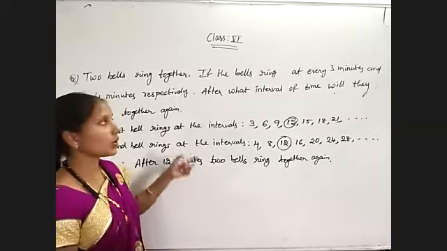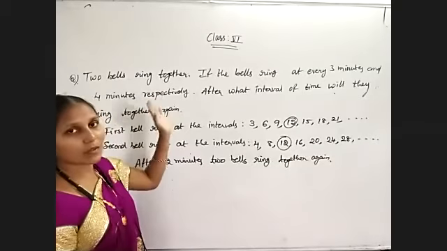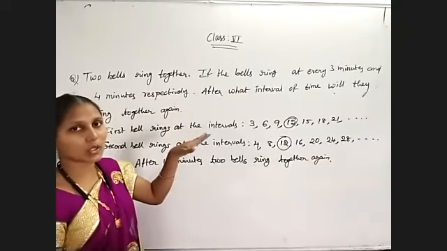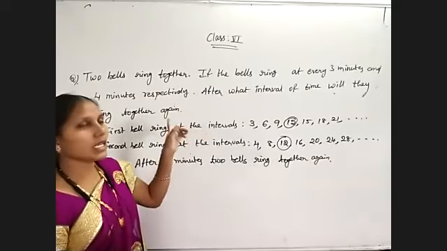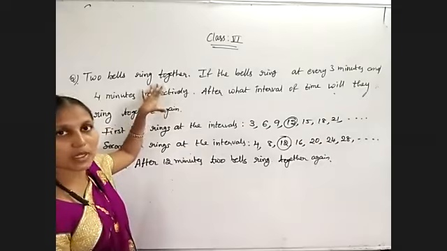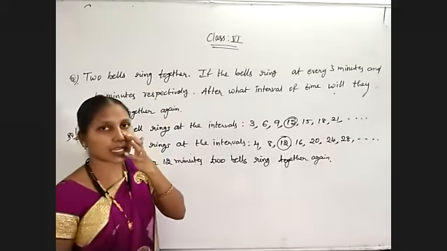LCM of 3 and 4 is 12. Yes or no? 3 and 4 are consecutive numbers, then the product only is the LCM. 3 4s are 12. So after 12 minutes, those two bells ring together. Whenever you are getting a bells problem, you have to simplify by using LCM.